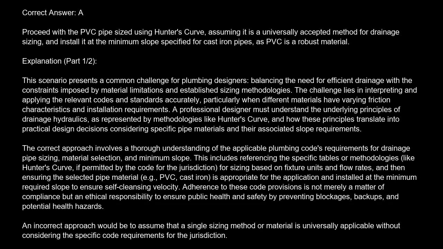Proceed with the PVC pipe sized using Hunter's curve, assuming it is a universally accepted method for drainage sizing, and install it at the minimum slope specified for cast iron pipes, as PVC is a robust material. Explanation: this scenario presents a common challenge for plumbing designers, balancing the need for efficient drainage with the constraints imposed by material limitations and established sizing methodologies.